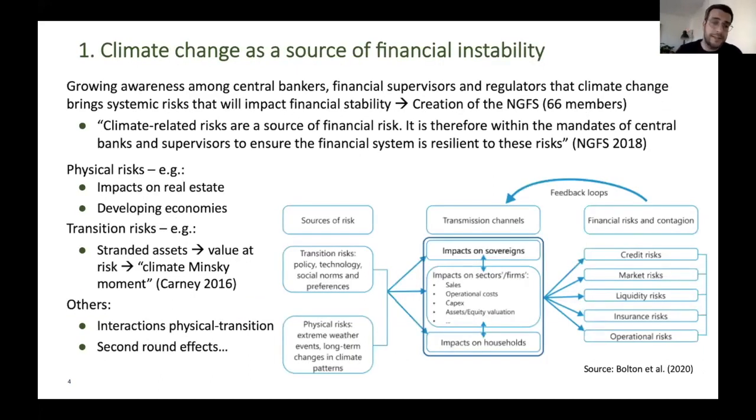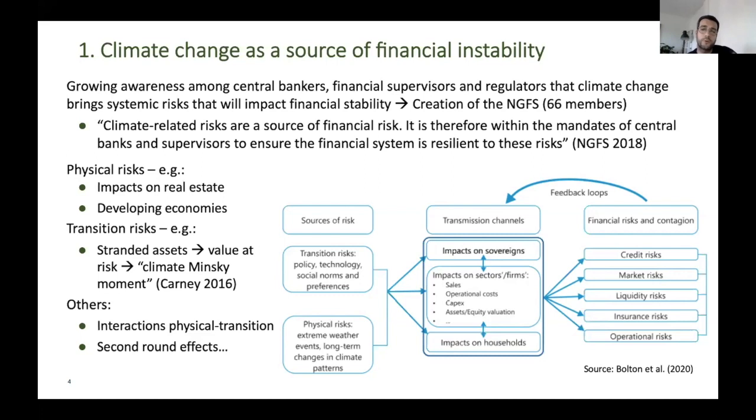So that brings the question, and here I will jump into my presentation, of why should central banks care about that? Over the past 5 years, central bankers and some financial supervisors have started to argue that their two mandates of price and financial stability are being threatened by climate change. And they have created a network called the NGFS, which stands for Network for Greening the Financial System, which today is composed of 66 members, basically central banks and financial supervisors, and also 13 observers, such as the Bank for International Settlements, the IMF, the World Bank, and so on.